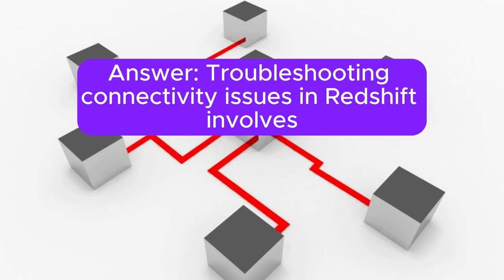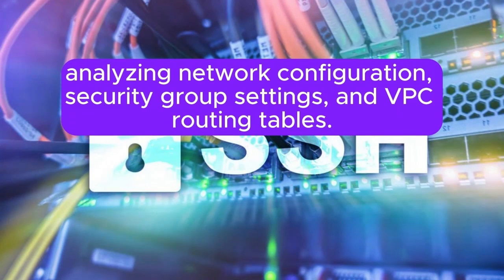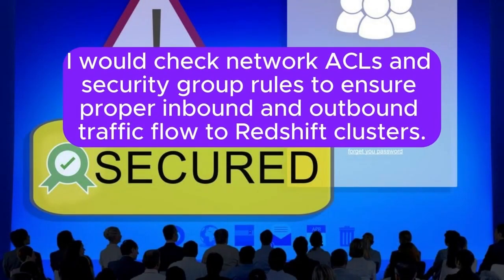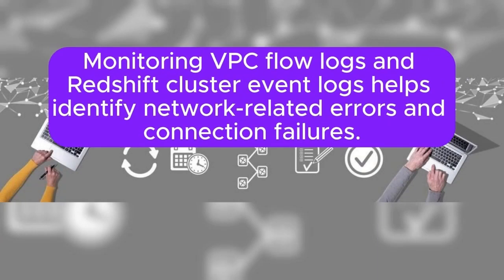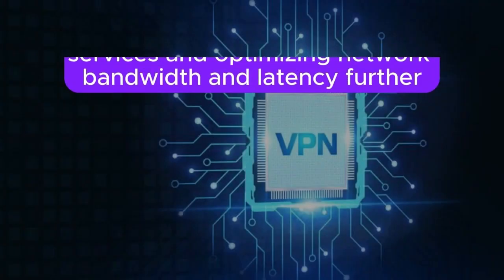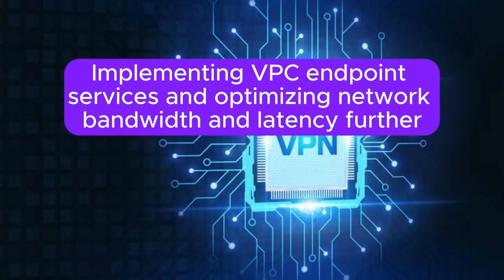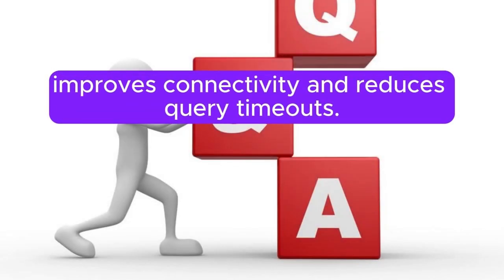Answer: troubleshooting connectivity issues in Redshift involves analyzing network configuration, security group settings, and VPC routing tables. I would check network ACLs and security group rules to ensure proper inbound and outbound traffic flow to Redshift clusters. Monitoring VPC flow logs and Redshift cluster event logs helps identify network-related errors and connection failures. Implementing VPC endpoint services and optimizing network bandwidth and latency further improves connectivity and reduces query timeouts.